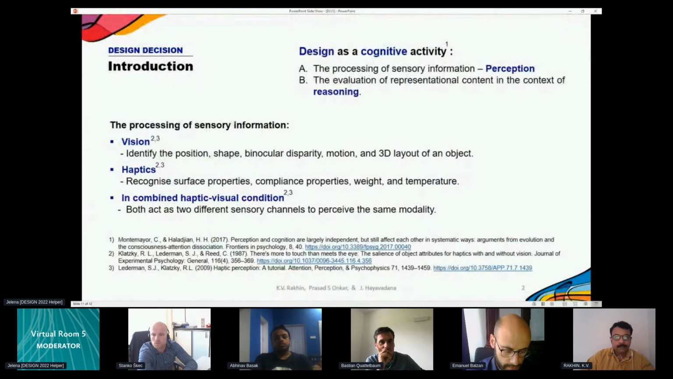Design cognition penetrates two states of the signaling process. One, the processing of sensory information called perception. Two, the evaluation of representational content in the context of reasoning known as cognition.